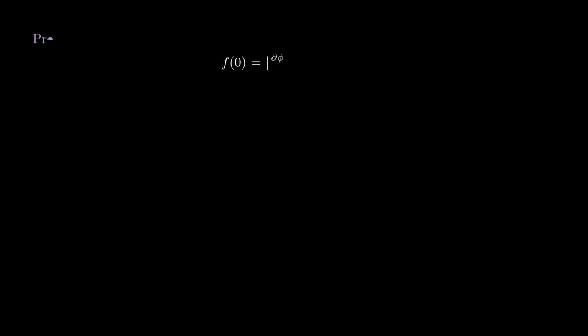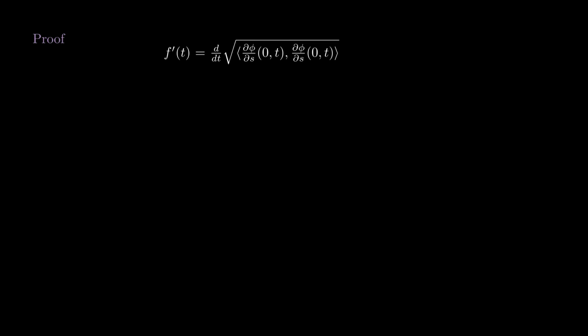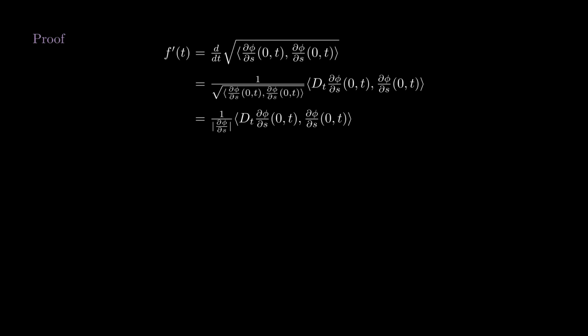To check that f at 0 is 1, we simply use the definition of phi, the fact that v tilde of s is based at gamma w of s, and then the fact that gamma w has initial velocity w. To take the derivative of f, we use the chain rule and then the Leibniz rule for the covariant derivatives.